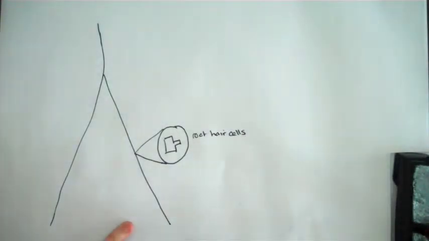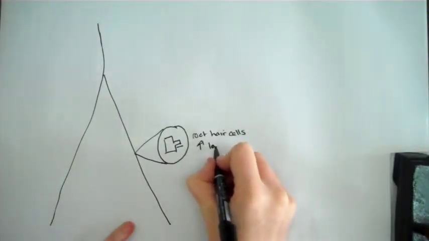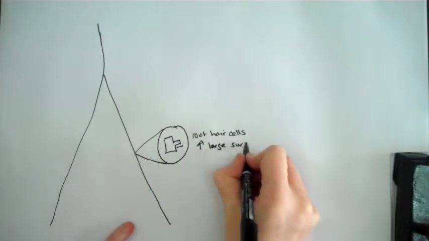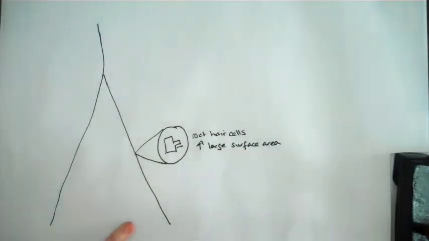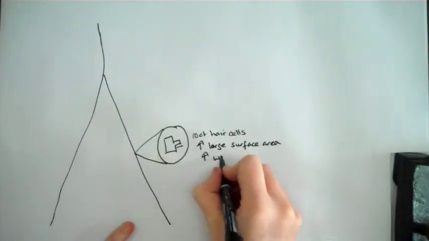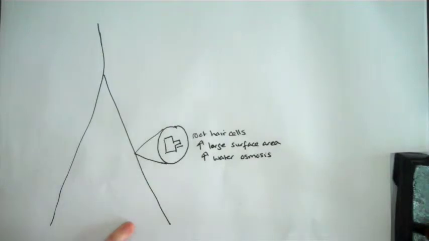Now if you take a look at these, you'll see that they're slightly elongated. Now this is really important because that elongation means that they have a large surface area. Now a large surface area in the root is really important because we want as much water to move in by osmosis as possible. And this elongated structure allows that to happen.